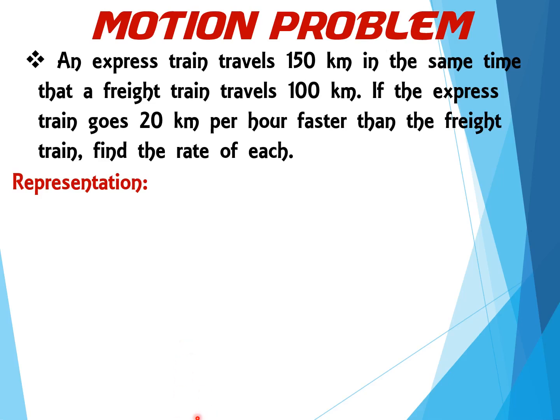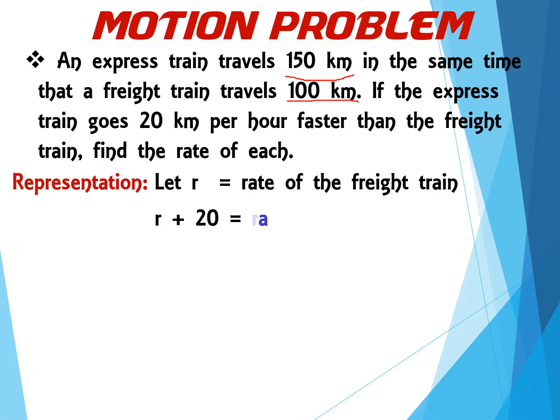So since this is a motion problem or a distance problem, we can represent first the given. The express train travels 150, so this will be the distance of the express train, and 100 will be the distance for the freight train. Now, the express train goes 20 kilometers per hour faster, meaning its rate is 20 kilometers more than the freight train. So therefore, let R be the rate of the freight train. Then R plus 20 will be the rate of the express train.